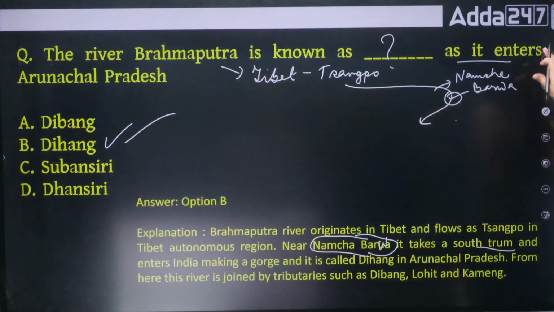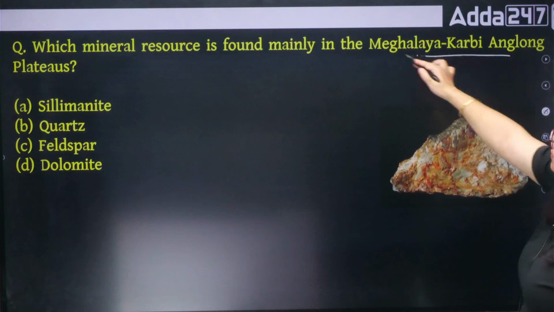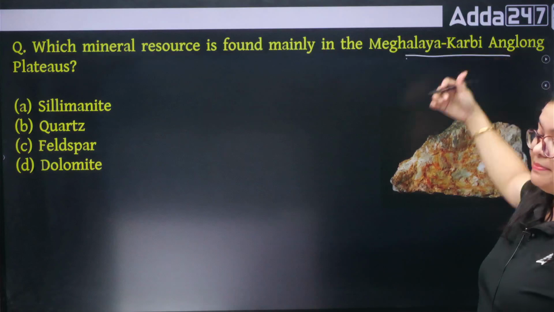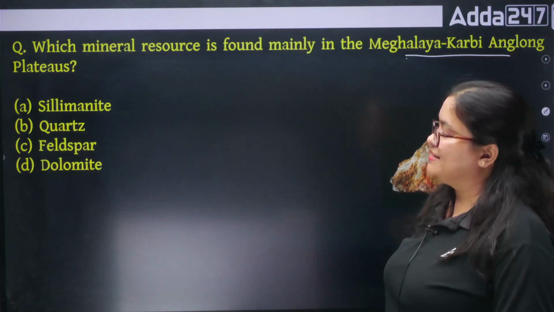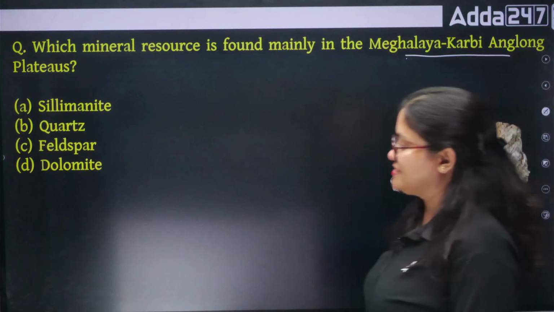and along with that you also have to know of a few tributaries that are flowing over river Brahmaputra. Next, which mineral resource is found mainly in Meghalaya and Karbi Anglong district plateau? When we say Meghalaya, nearby, on the Assam side, is Karbi Anglong. So when we talk about mineral resources, it is very rich in this particular resource. What is the name? Selemanite, quartz, feldspar or dolomite?